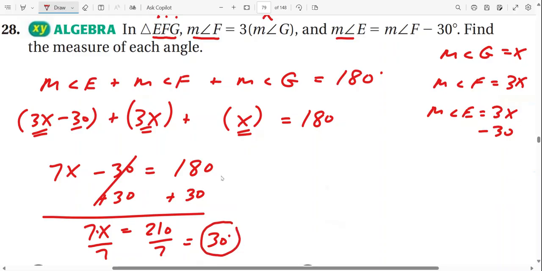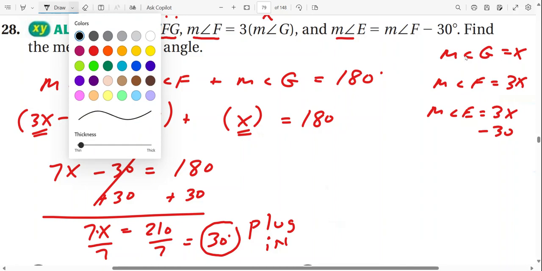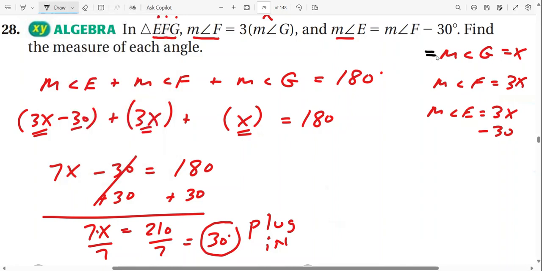How would you find each angle? Plug it in, right? Well, the first one is just x. And we said x equals 30. And this one is 3x. What's 3 times 30? 90, right? And then 3x minus 30, that's going to be 90 minus 30, which is just 60. Is everyone okay on that?